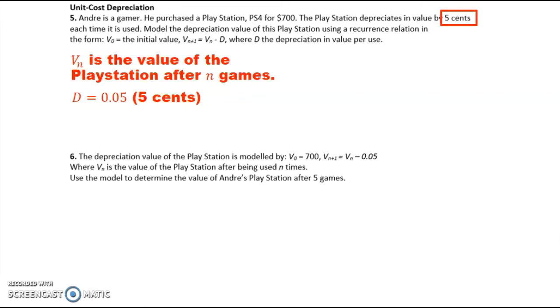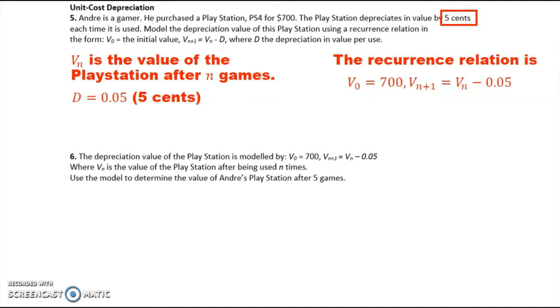We can put it into the recurrence relation, as you can see here. It is the initial value equals $700, and then each term after that we're subtracting by 0.05. Now the depreciation value of the PlayStation is modelled by, again, we can check our solution. Now we know we're correct. Okay, let's use the model to determine the value of Andre's PlayStation after 5 games.